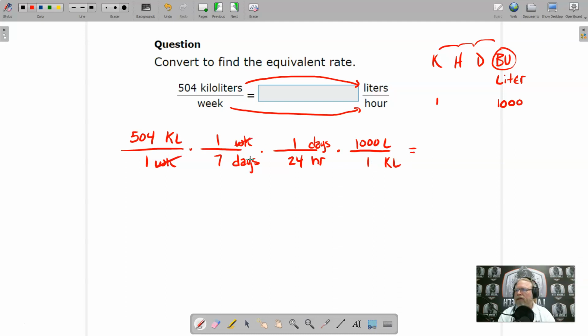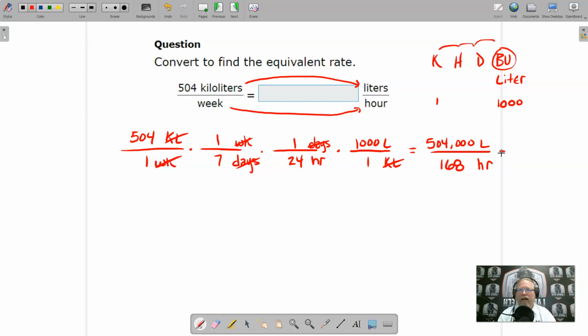Weeks will cancel weeks, days will cancel days, kiloliters will cancel kiloliters, leaving us with liters in the numerator and hours in the denominator, which is what we want, liters per hour. Now, 504 times 1 times 1 times 1,000 is 504,000. And 1 times 7 times 24 times 1. Didn't we do this 7 times 24 before? 168. Isn't that what it was? 7 times 24 indeed is 168.